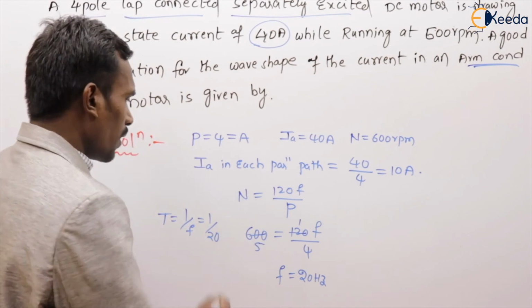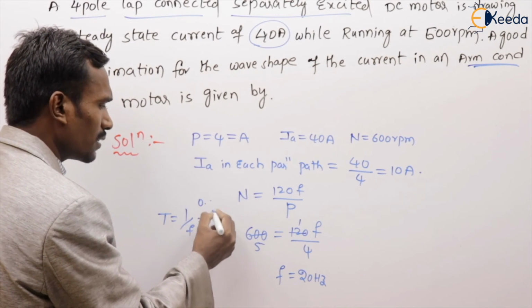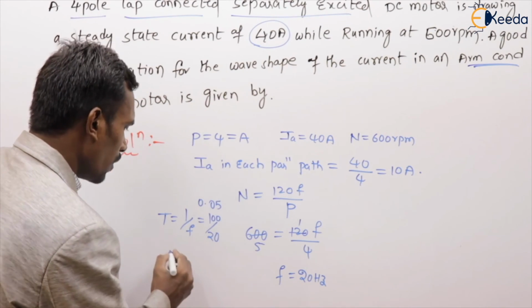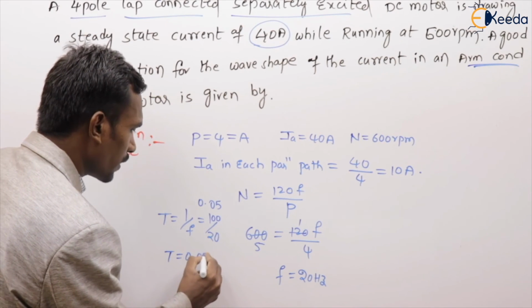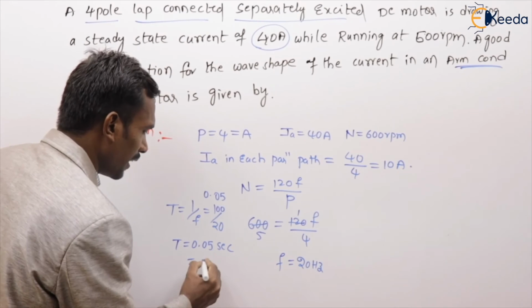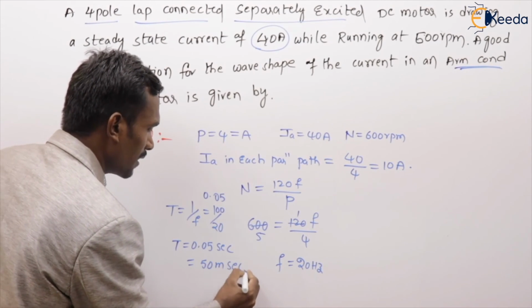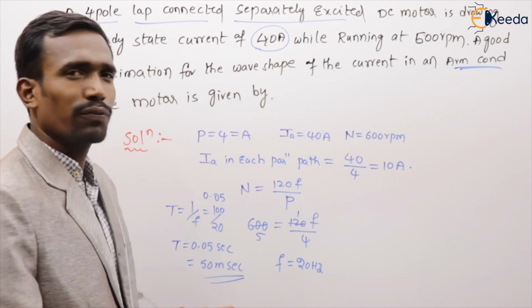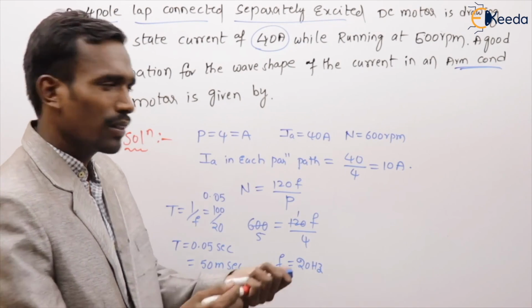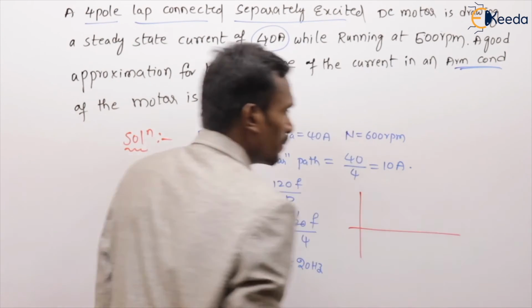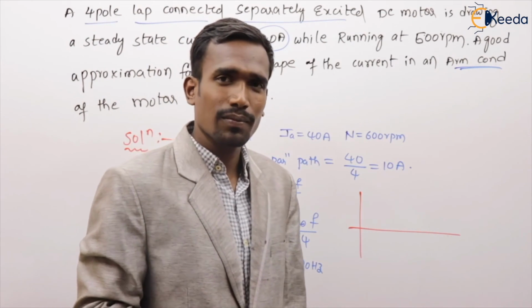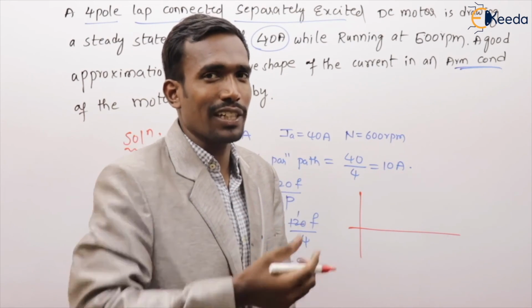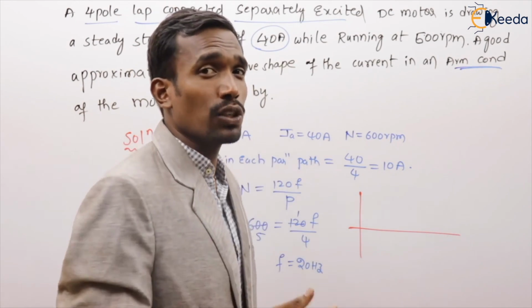1 by 20 is 0.05, so the time period T is equal to 0.05 seconds, or simply 50 milliseconds. The total time period is 50 milliseconds. Now give the wave shape. Generally in a DC machine, the EMF induced in the armature is trapezoidal.